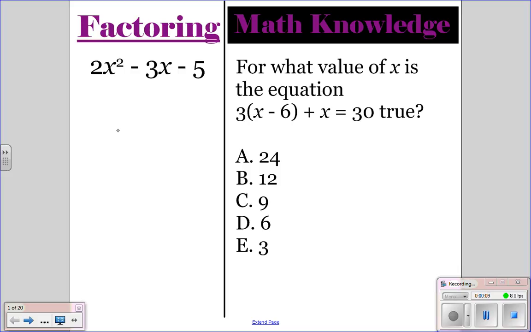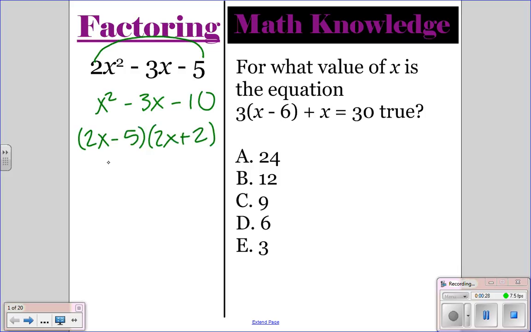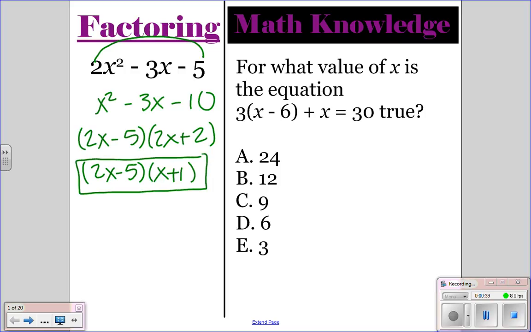answers. For the factoring, you're going to start by removing the 2 and multiplying it by the 5. And so you're going to have x squared minus 3x minus 10. Whenever you go to factor, you're going to use negative 5 and positive 2. So you're going to have 2x minus 5, and then 2x plus 2. This first will not factor, but the second set will, so we'll have x plus 1 instead of a 2x plus 2. And so this would be the answer for your factoring.